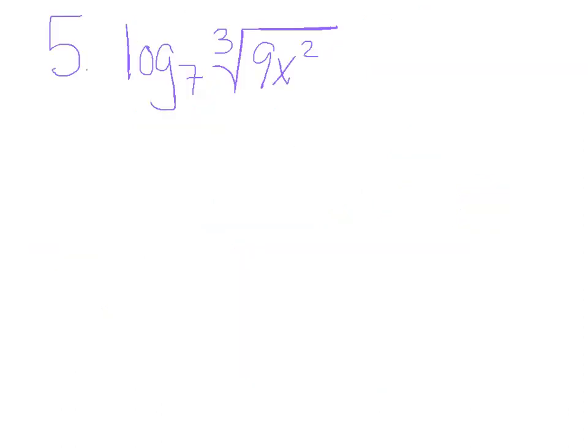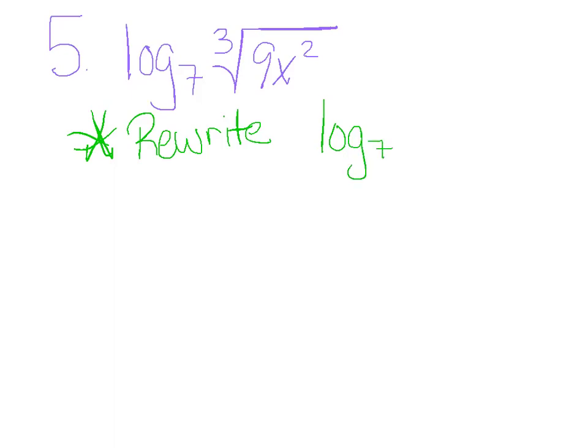All right, number 5 is the last example we're going to expand. So the first thing I want to do, and I'm going to make a little star here, is rewrite this. I'm going to keep my log base 7, but remember, and I think we talked about this in a previous problem, these roots can be rewritten as fractional exponents. So I'm going to say it's 9x squared, all raised to the 1/3 power.